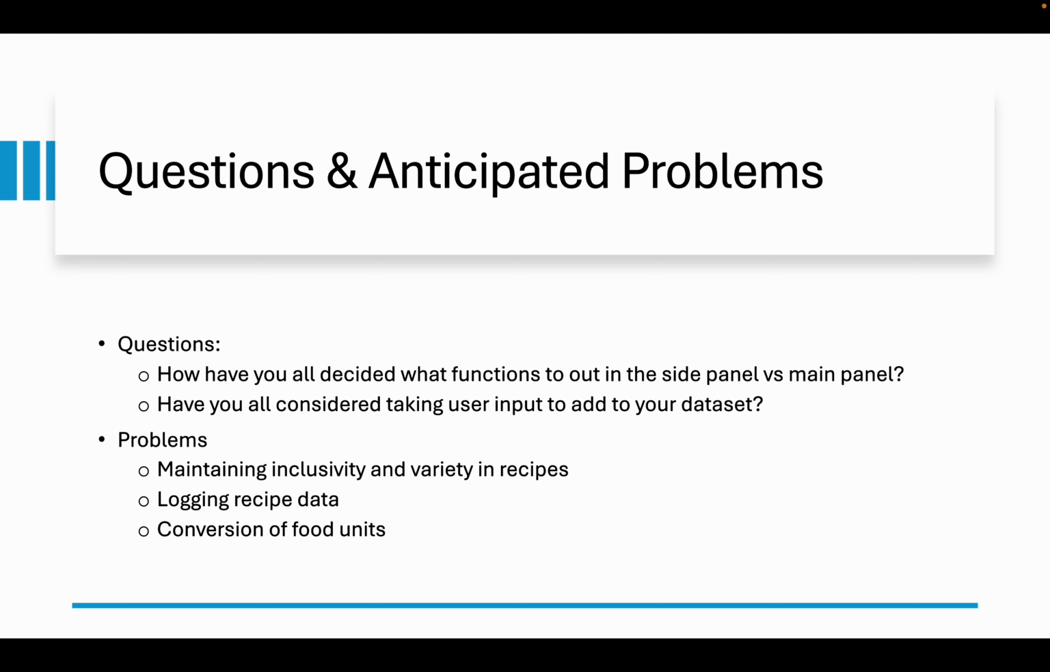But problems I anticipate with my app are maintaining inclusivity and variety in recipes. So being diverse in the cultures, different food styles, and different dietary restrictions, just making sure the recipes fit for everyone. Figuring out how to log that recipe data, I haven't done it quite yet. So when a user goes in, selects a recipe, and wants to log it into their daily log, I want to figure out how to do that. Had some troubles with that so far.